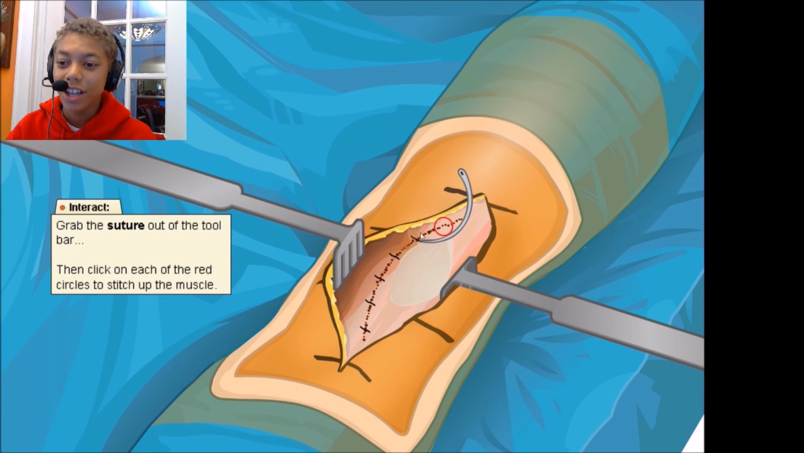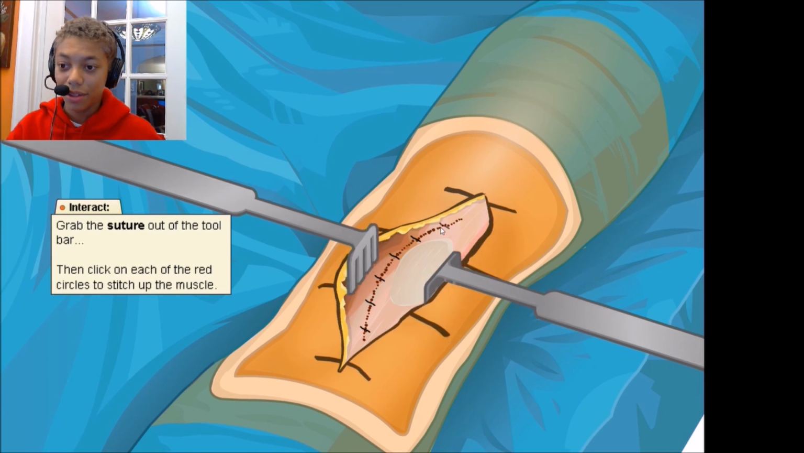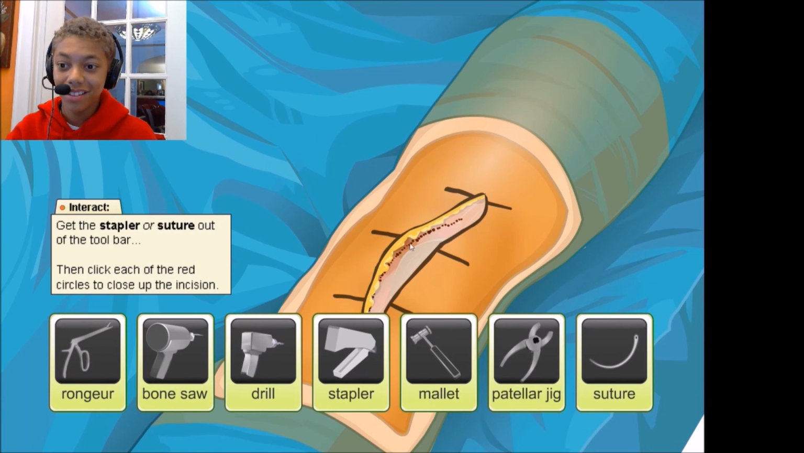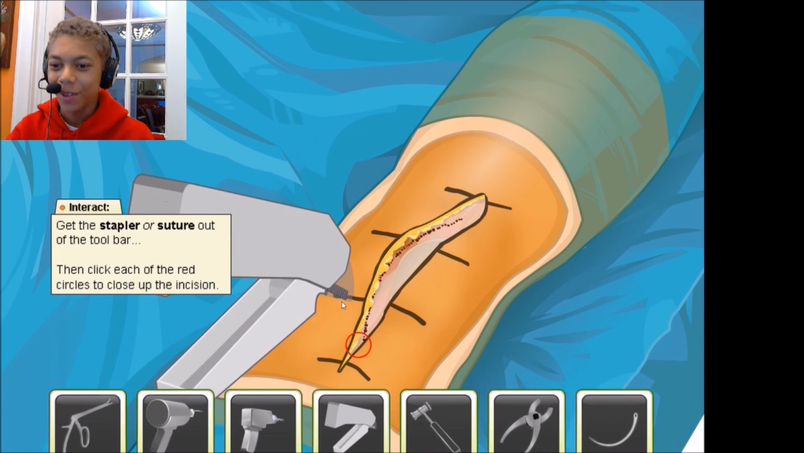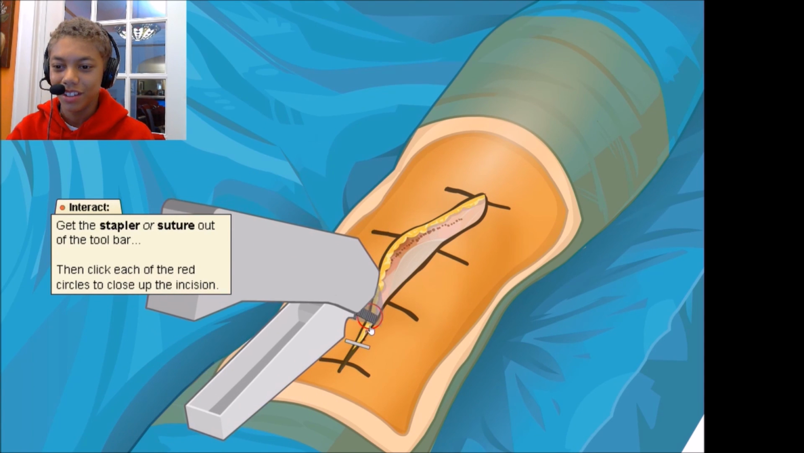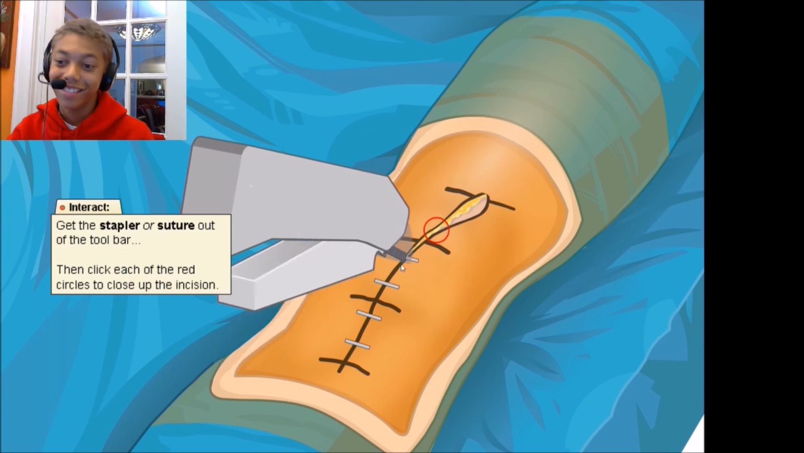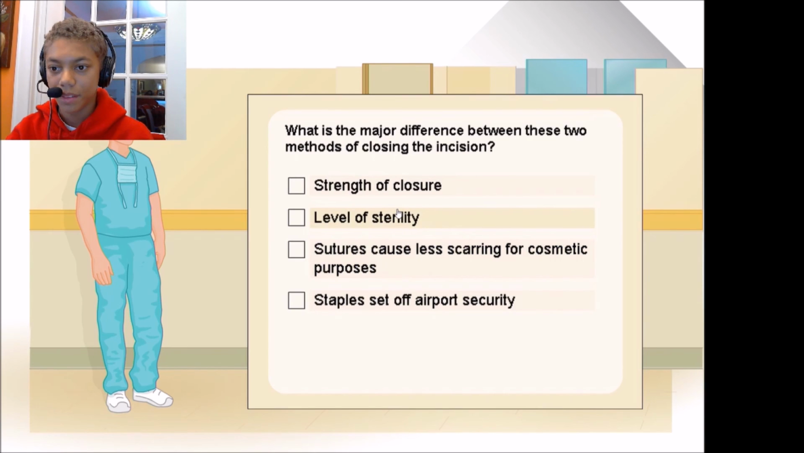For closing the surface under the incision, you have a choice between the stapler and the suture. I want to do the stapler because I haven't used it. What is the primary difference between these two methods of closing the incision?